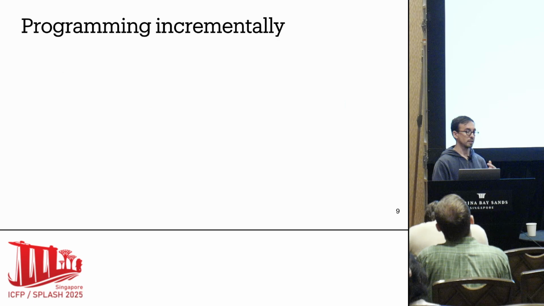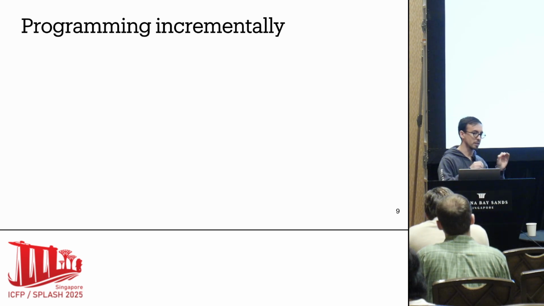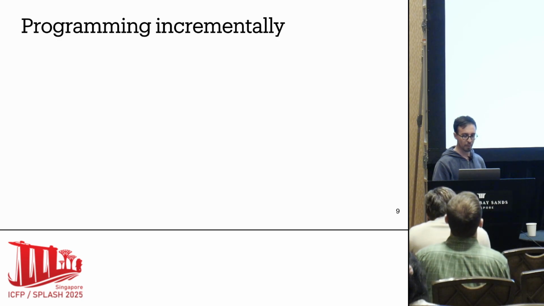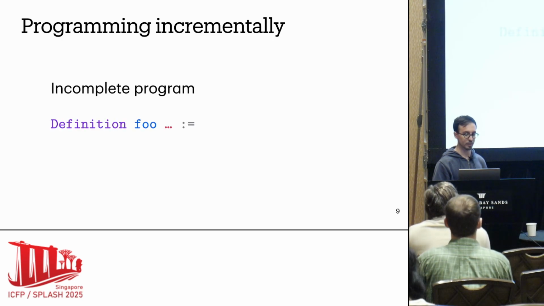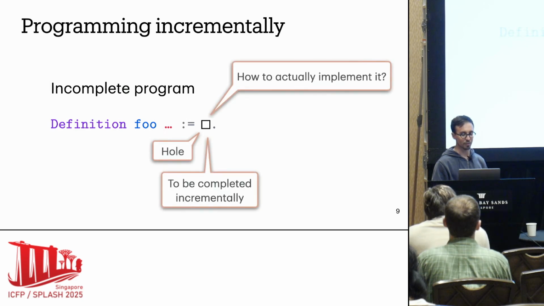But we were interested in seeing what happens if we wanted to follow a more agile or incremental approach where we could define our program step by step and leave parts unimplemented. And of course, with that we can do the same with our proofs. And so the first question is how do we define these incomplete programs? And I will be using this hole symbol to refer to unimplemented code.